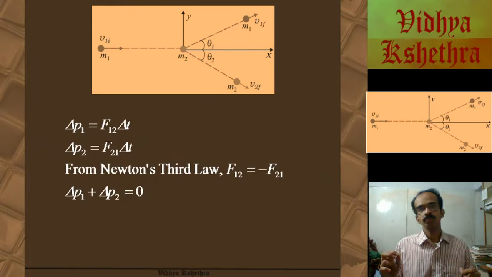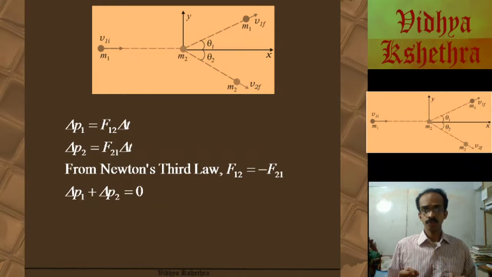Now, we can consider masses m1 and m2. m2 is stationary at first, while m1 is moving with a velocity of v1i. This mass m1 moving with a velocity of v1i hits m2, and after collision, m1 moves with a velocity of v1f at an angle of theta 1, while m2 moves at a speed of v2f after collision at an angle of theta 2.